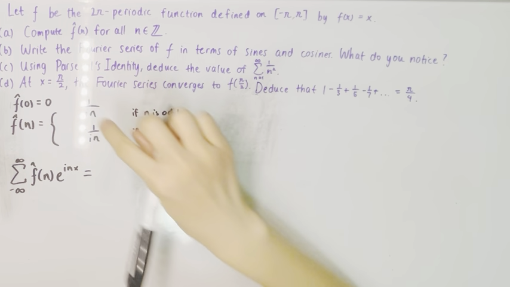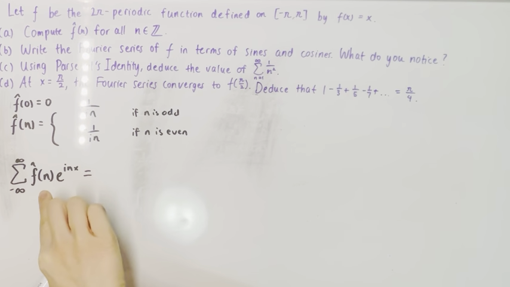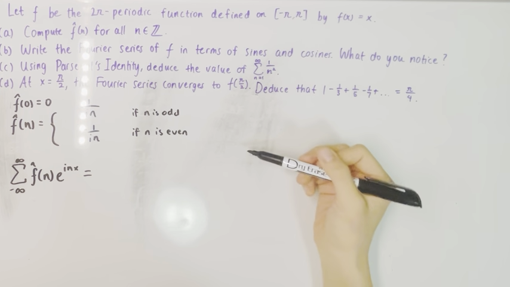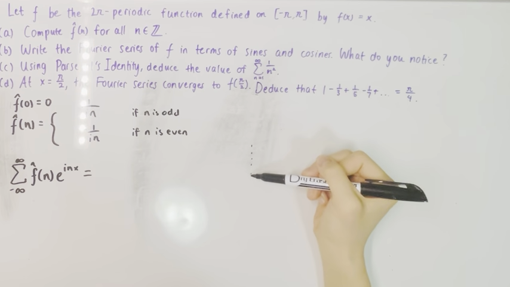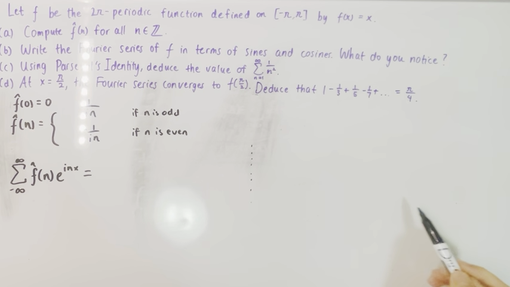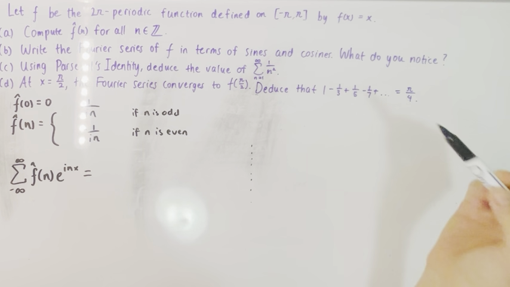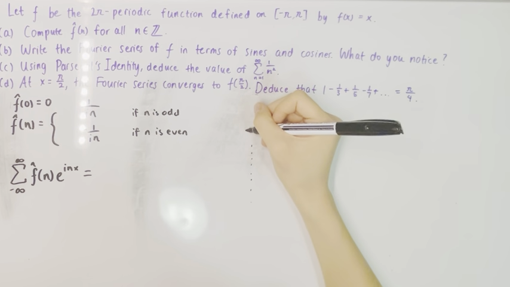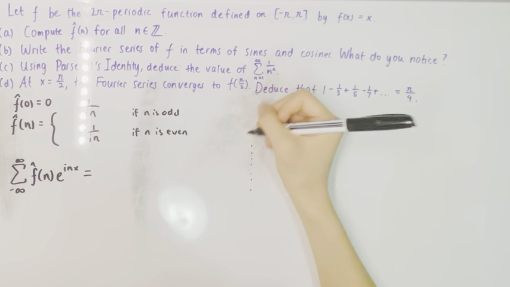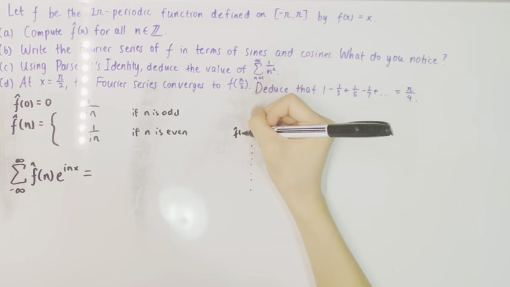Okay, so for n equals 0, this is going to turn into 1 and this is going to turn into 0. So let's make a split in the middle, and then these will be positive n's and these will be negative n's. That's because the zeroth term is 0. So let's just do this.